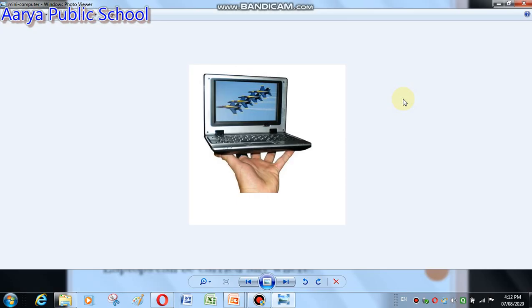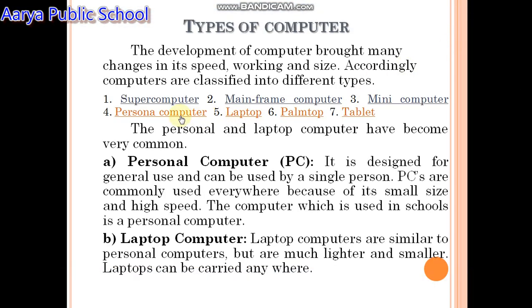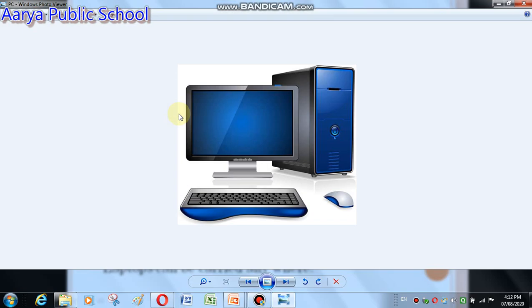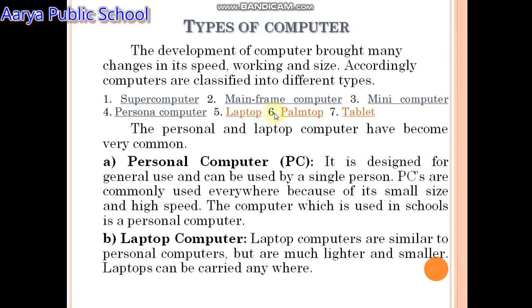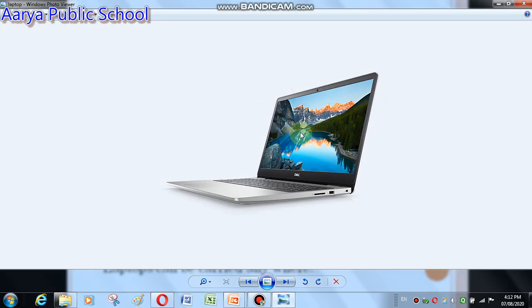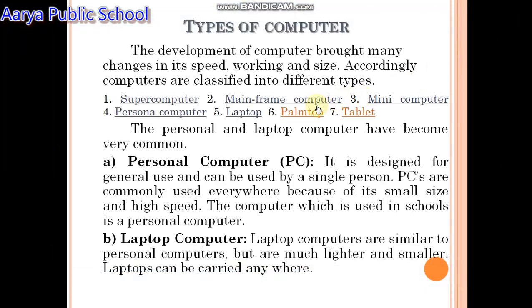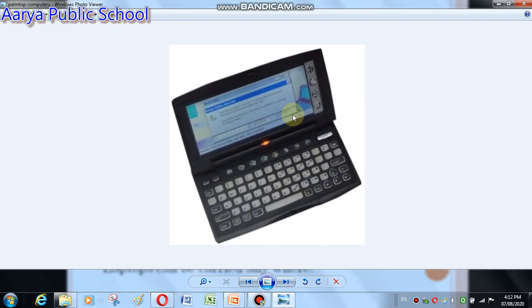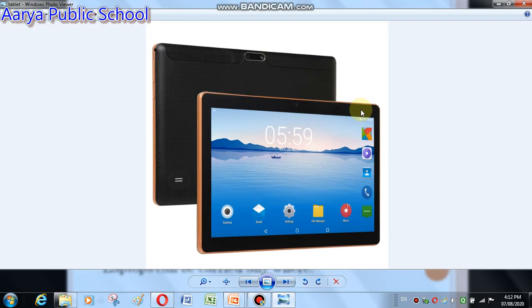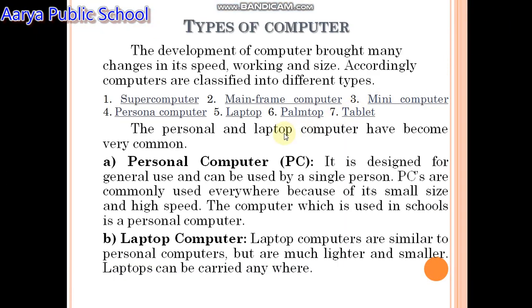Then minicomputer, which is a very small computer. Then personal computer, the desktop computer you are using, is a personal computer. Then laptop, you know the laptop computer. Then palmtop, which is very small compared to a laptop. Then tablet. These are the different types of computer.